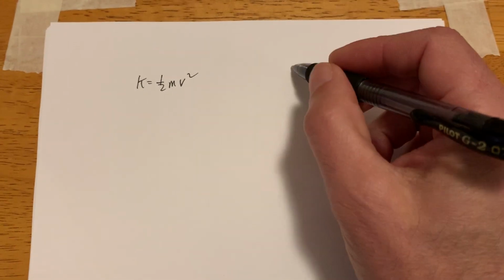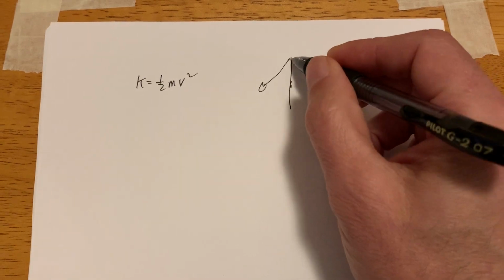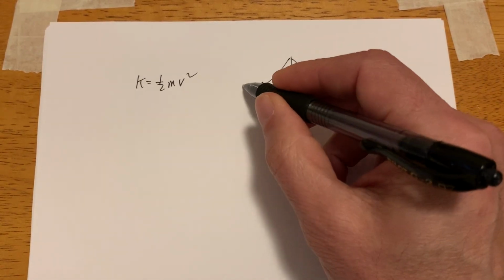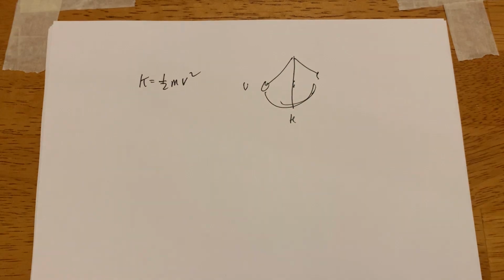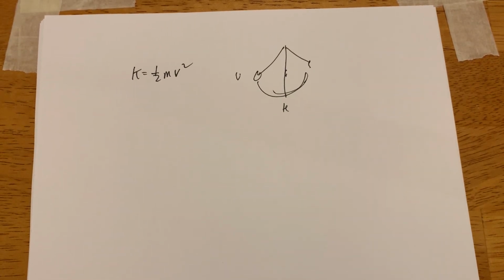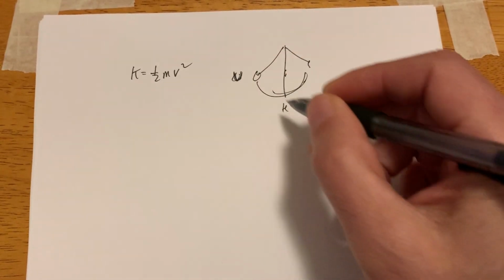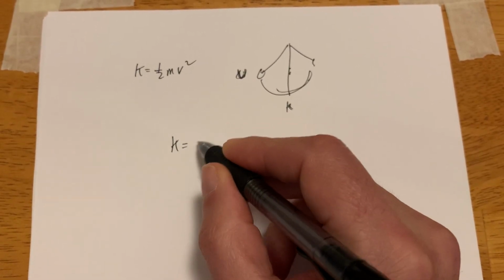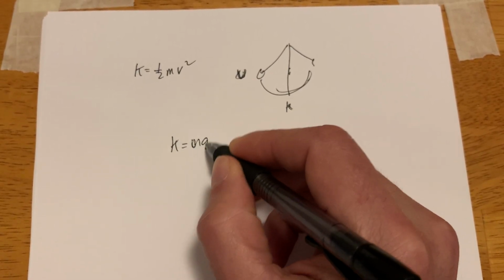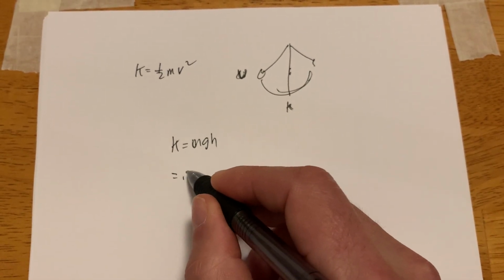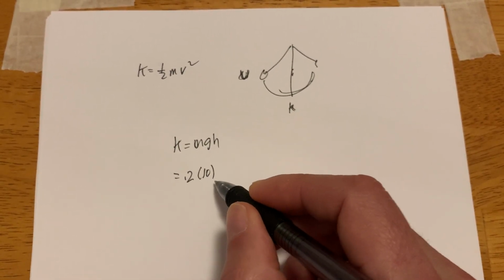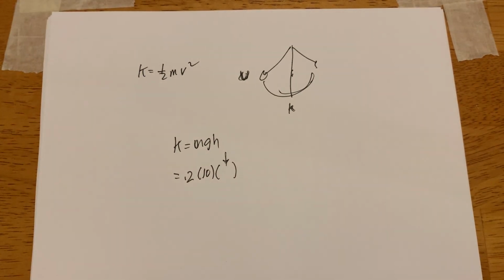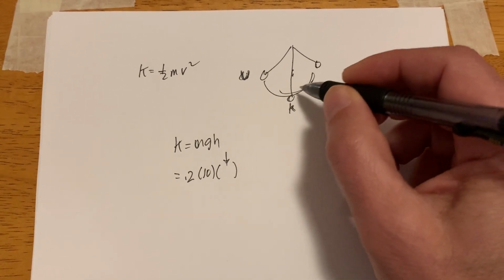But guess what? As this guy swings back and forth, U here is going to be equal to K. So guess what I can do? I can calculate the potential energy and set that equal to the kinetic energy. So really my kinetic energy is going to be equal to mgh. I know that this is 0.2 kilograms. I know that this is 10. All right, here comes the problem. How do I get the height here?